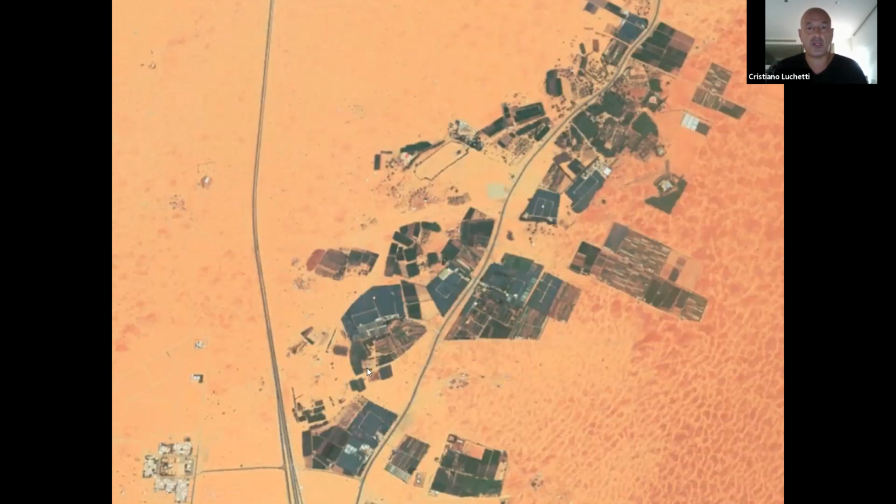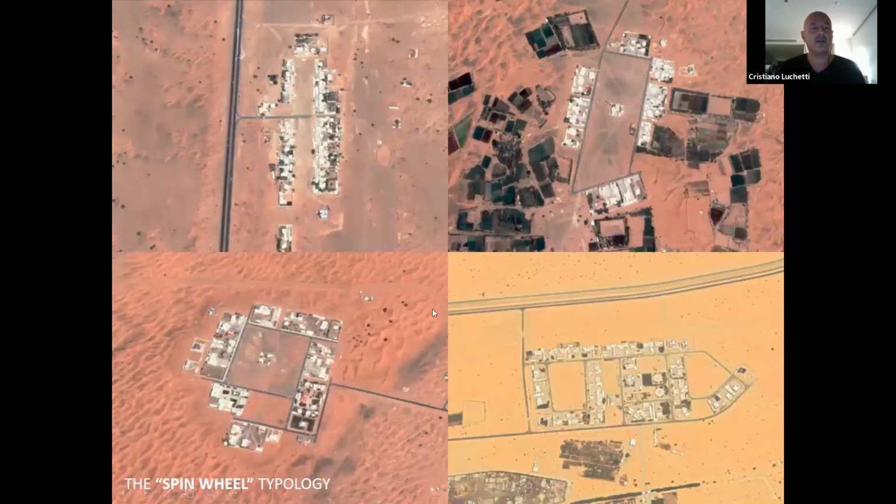And as we can see, the urban design of these settlements always follows the same kind of typology, which I call the spin wheel because it doesn't really have a name. I call it that because it has this circular configuration around a void in the center, an empty space that supposedly would receive the services in the future development of the urban settlement. Usually only the mosque was built, but this is a system you can observe everywhere in the territory of Dubai and the other Emirates.